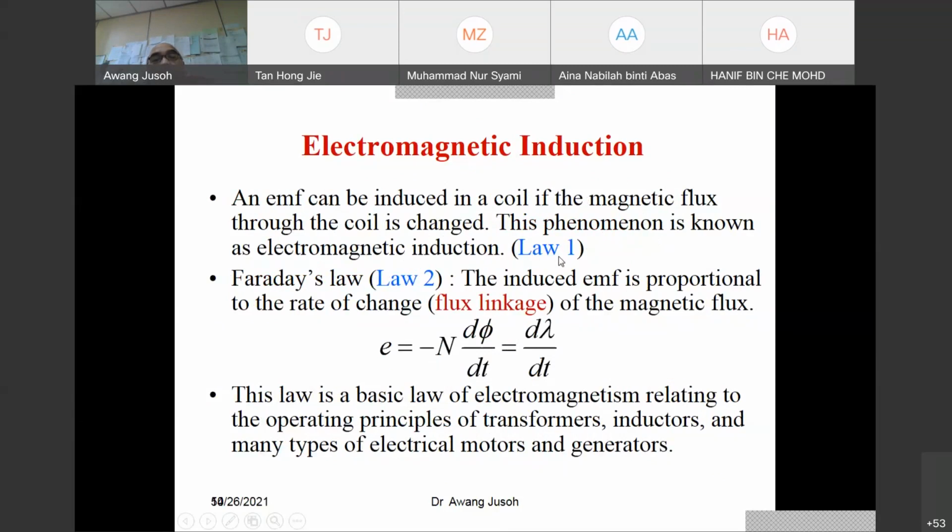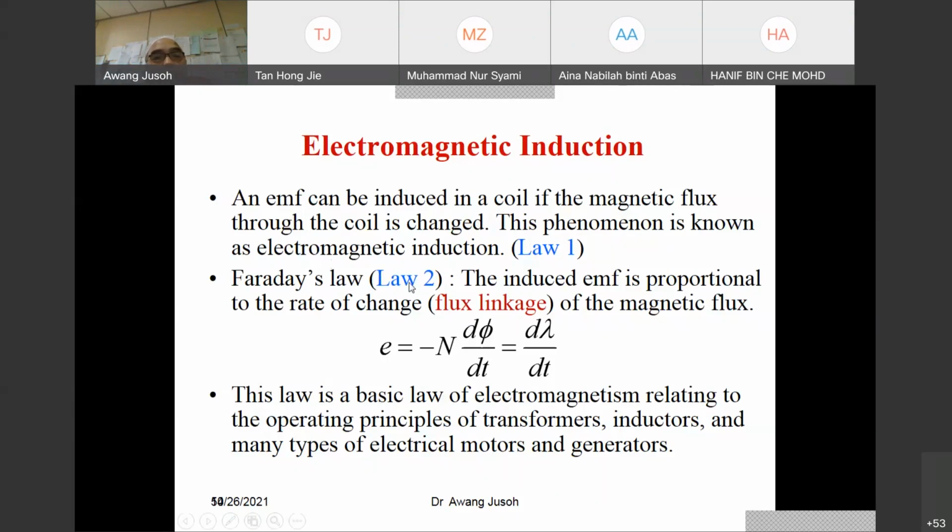I call it law number one. Law number one means if the magnetic flux changes, it will induce voltage in that particular coil. That means you can have voltage in the coil if the flux changes with time. When time changes, the flux changes, then it produces voltage. So this is the first law of electromagnetics.